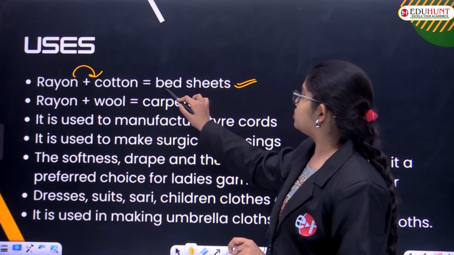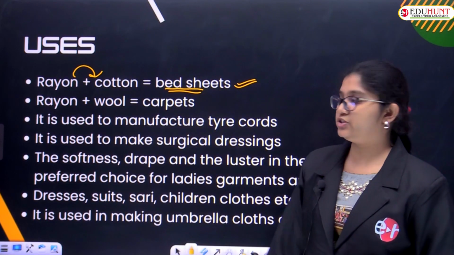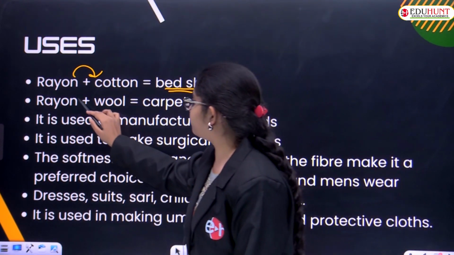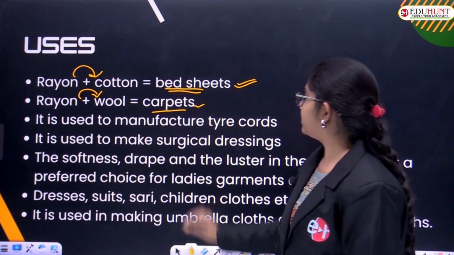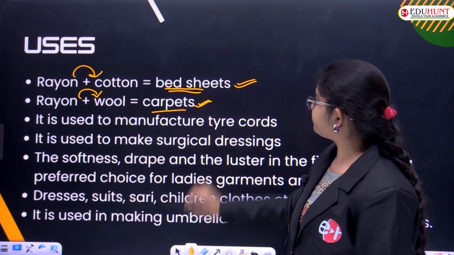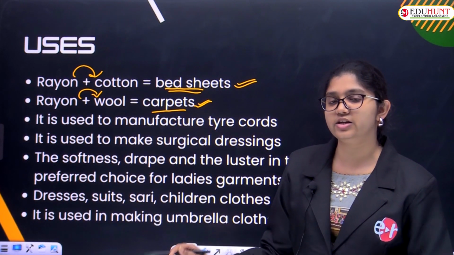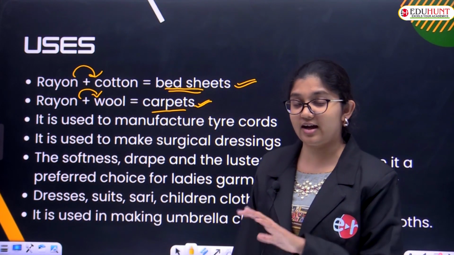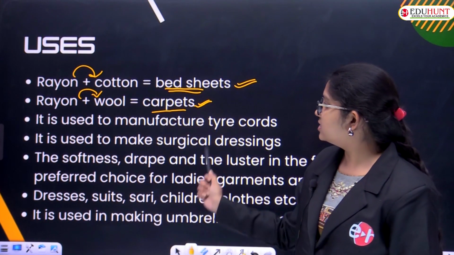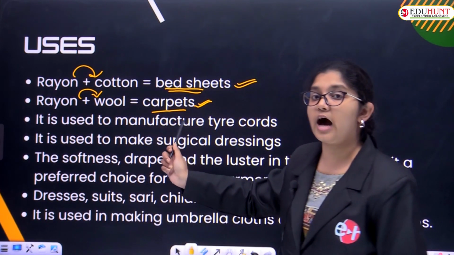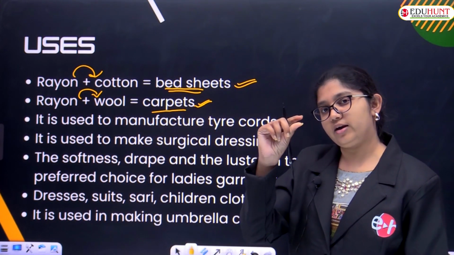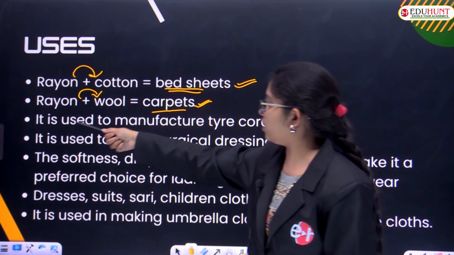Okay, yeah, it is used to produce bed sheets. And rayon is mixed with wool to prepare carpets. The floor carpets, very shiny to see, good to see, the colors, the designs and all, no? So rayon is mixed with wool to get carpets. Okay, the strength, the wool textures and all mixed with that of rayon to get carpets.